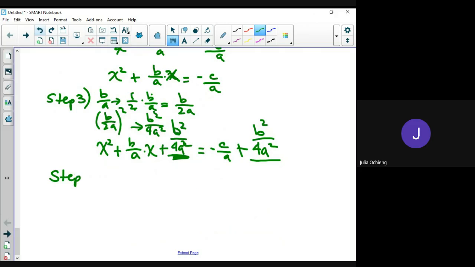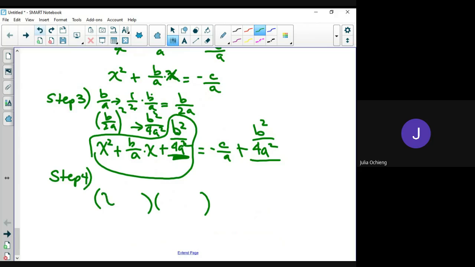Step 4 is to factor. Factor this right here. So when I factor that, it's going to be x and x. And I'm looking for 2 things here that are going to be multiplying to b squared over 4a squared and add to b over 2a. So I'm looking for 2 things that will multiply to b squared over 4a squared.